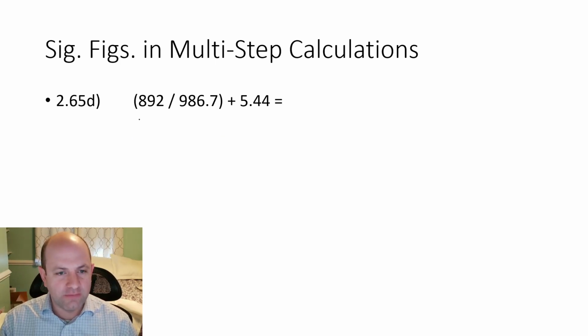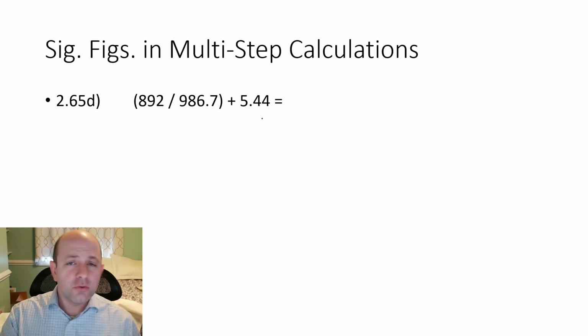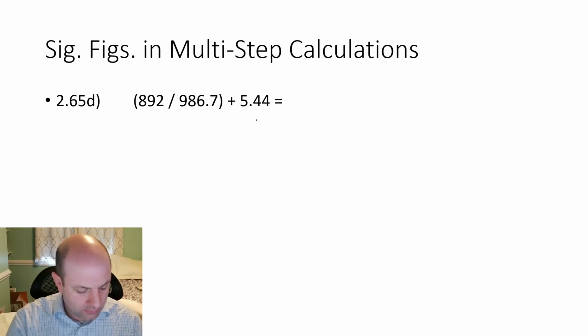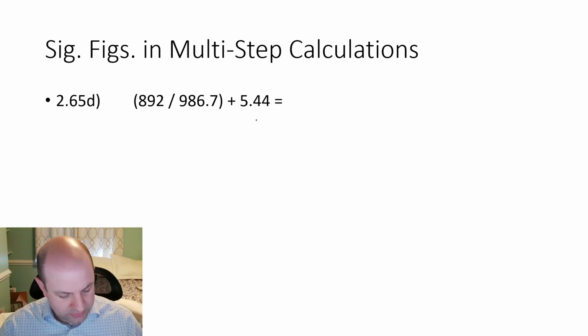So we'll do this problem here, where we have 892 divided by 986.7 in parentheses, and then plus 5.44. So we're still doing normal math, right? If we remember our Please Excuse My Dear Aunt Sally, PEMDAS, however you learned it, we're going to do the parentheses first, which in this case is dividing, and then we'll add that. So we grab a calculator, and we always calculate like normal. So 892 divided by 986.7, and the calculator gives us this lovely 0.9040235.